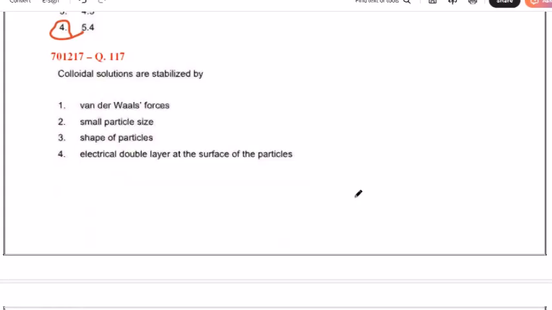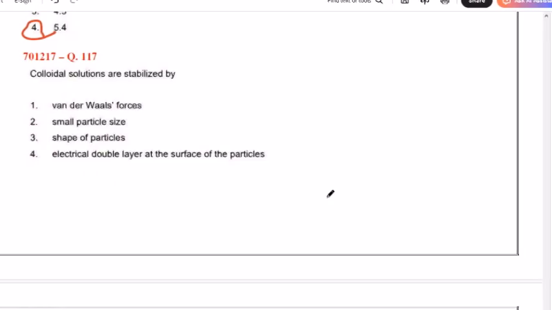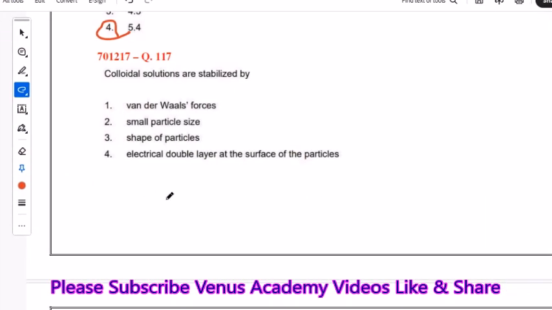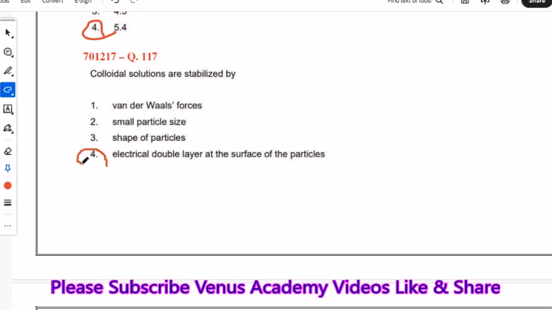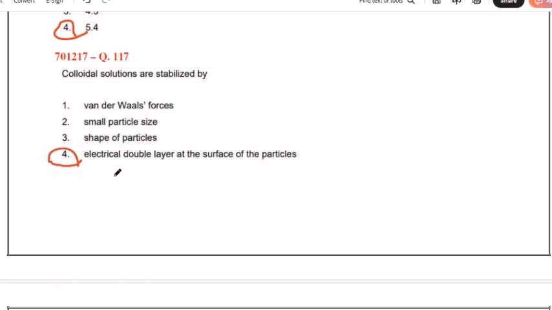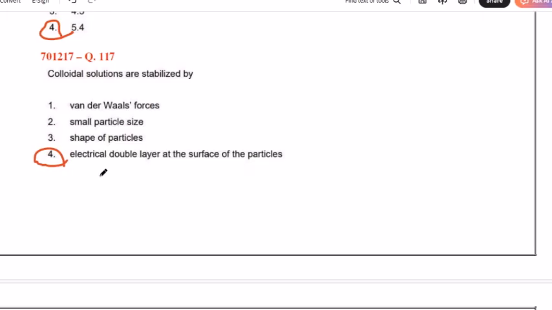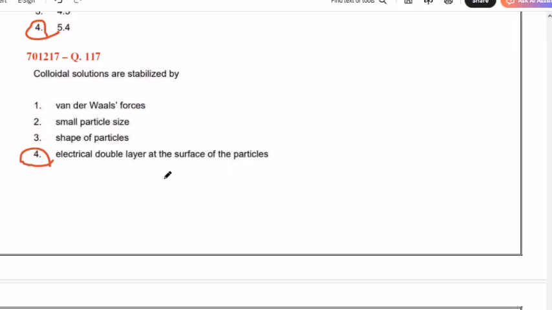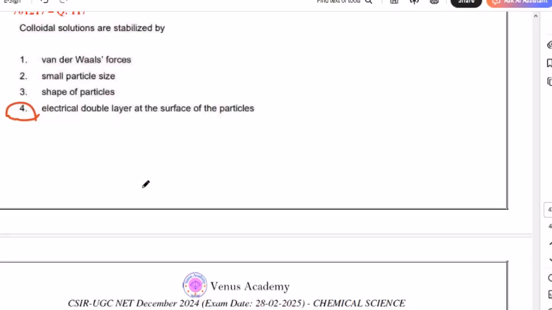Next, question number 117. Colloidal solutions are stabilized by electrical double layer at the surface of the particles. Option number 4 is correct option, friends. Van der Waals, small particle size, shape of particles, no. Electrical double layer at the surface of the particles is correct option, friends.